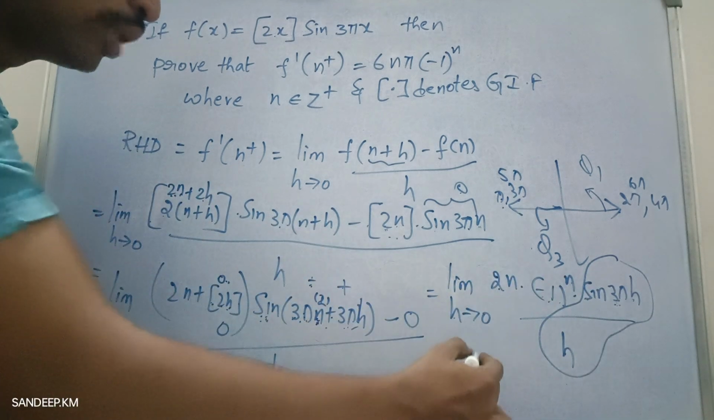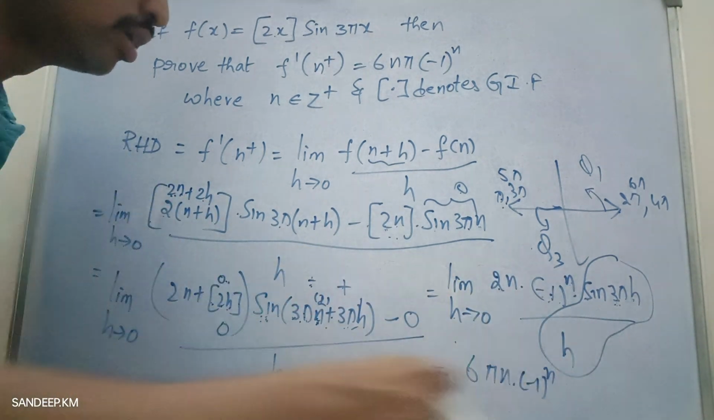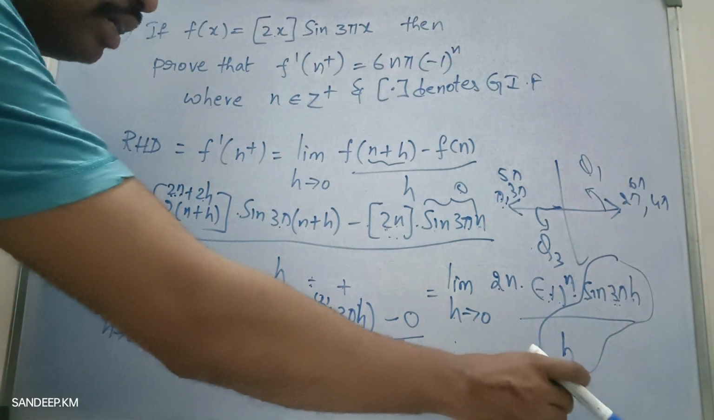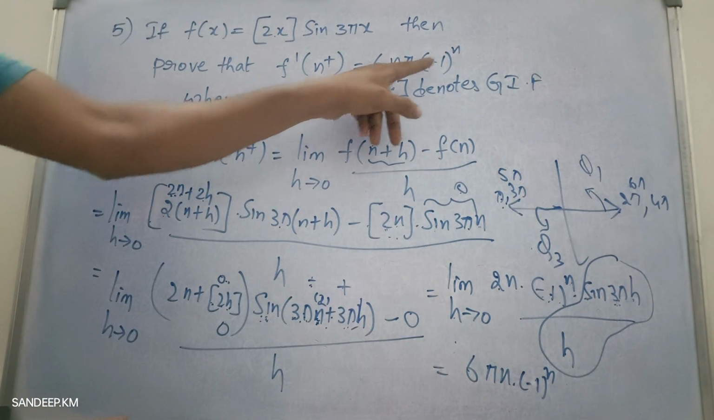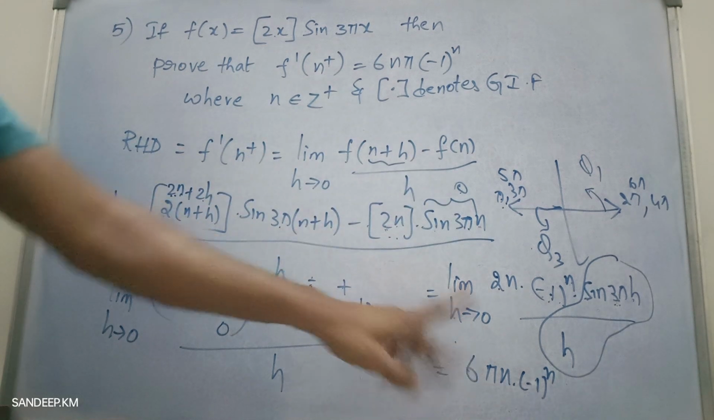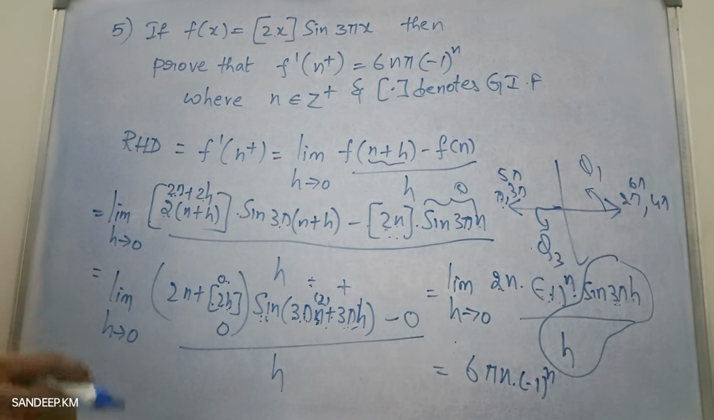3 pi into 2n will be 6 pi n into minus 1 power n. So did I get the same answer? Is it what they are asking us to prove? 6 pi n into minus 1 power n. So we have proved that RHD is equal to 6 pi n into minus 1 power n.